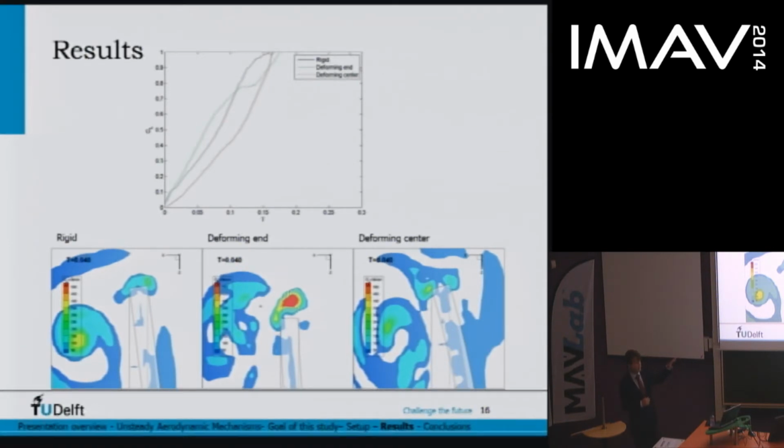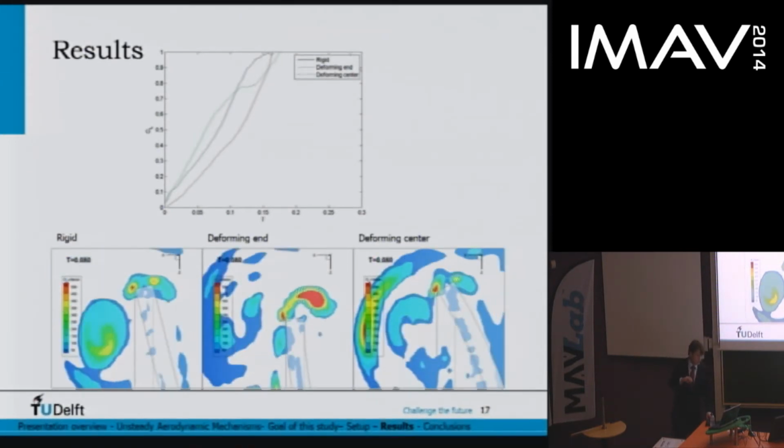In the middle, you see the deforming end case. You see a much stronger leading edge vortex near the leading edge compared to the other 2 cases. And in fact, this higher angle of attack starts creating a strong leading edge vortex almost right away, resulting in a much stronger buildup of the lift coefficient. In the next time step, you can see the leading edge vortex of the deforming end case grows much faster compared to the other 2 cases.